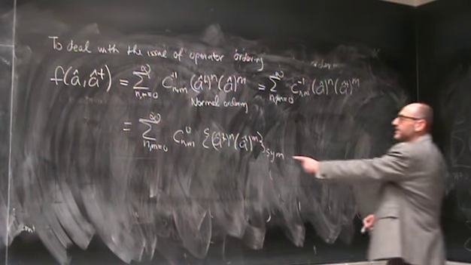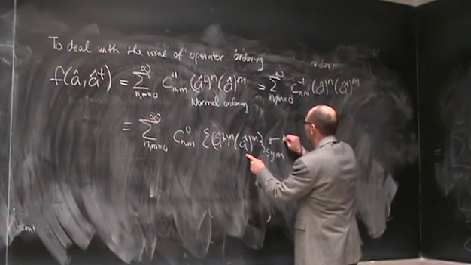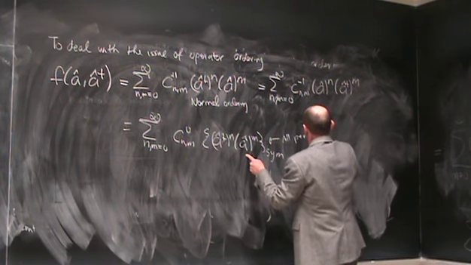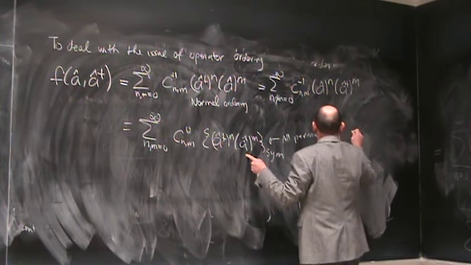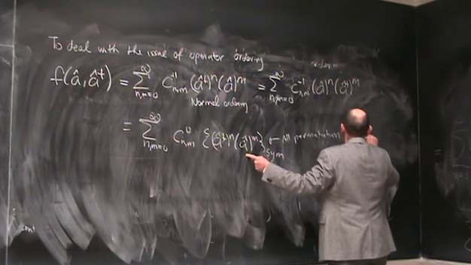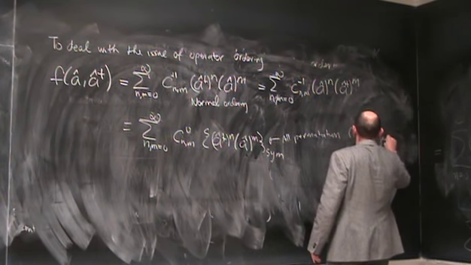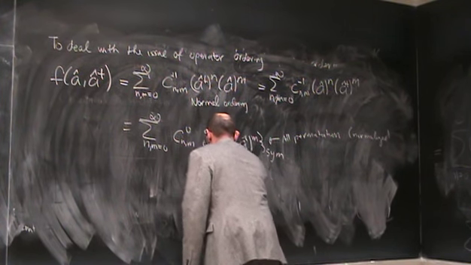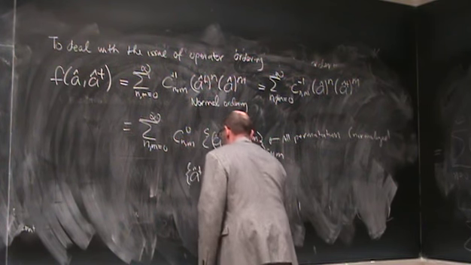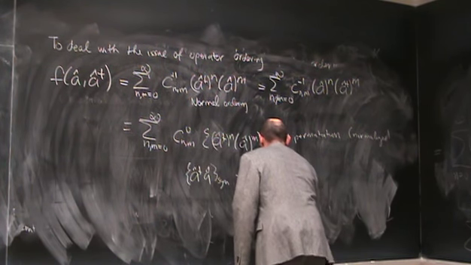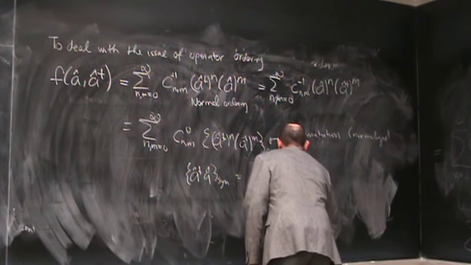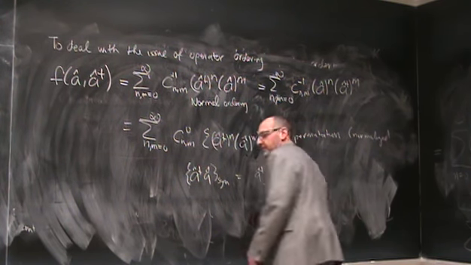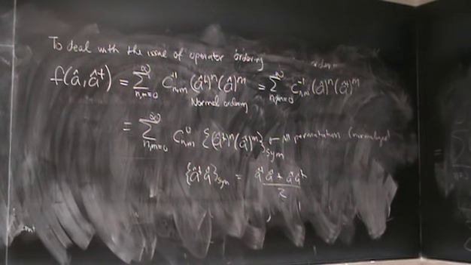And this is the symmetric ordering, right? So this is all permutations, normal and then normalized. So for example, A dagger A symmetrized is A dagger A plus A A dagger over 2. Okay? And I can do that in principle.